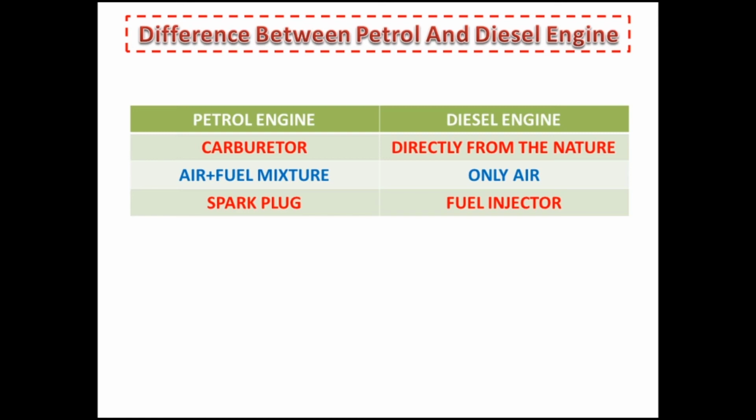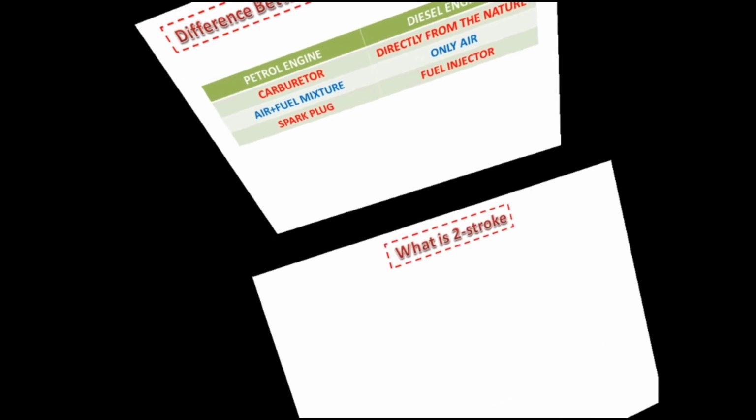In a petrol engine we are using a spark plug to produce a spark for combustion, whereas in a diesel engine we are using a fuel injector to inject the fuel for combustion. So these are the basic differences between petrol engine and diesel engine. Now we know about the 4-stroke, so let's move to the 2-stroke.